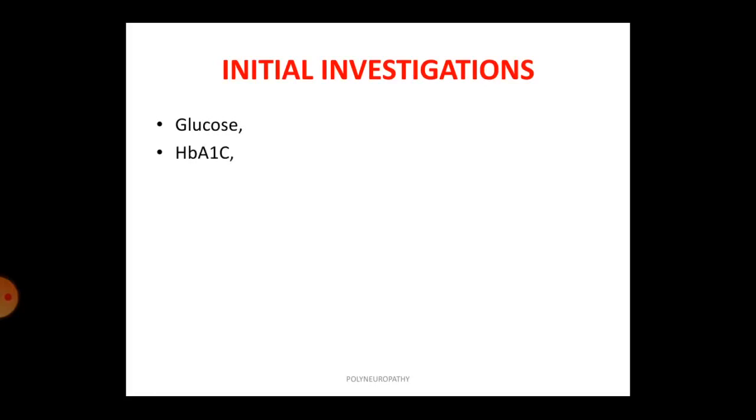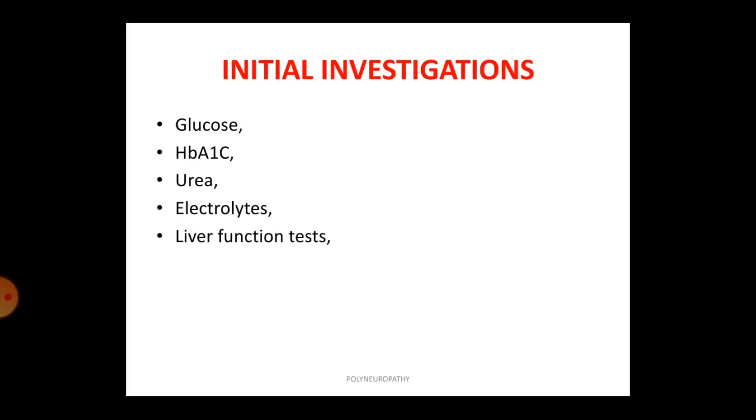Second is HbA1c, that is nothing but glycated hemoglobin, so that will again support the diagnosis of diabetes. Urea, that is nothing but testing kidney functions. Electrolytes, sodium, potassium, chloride, all of this can be tested in the serum. And if they are abnormal, definitely they will affect the function of the nervous system.